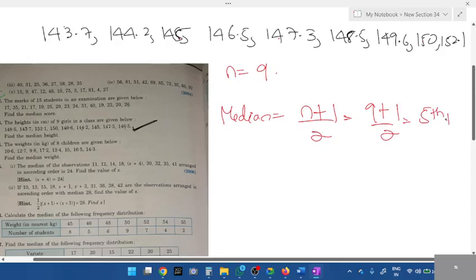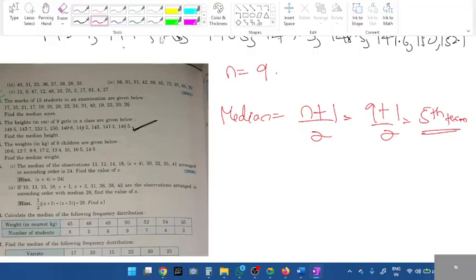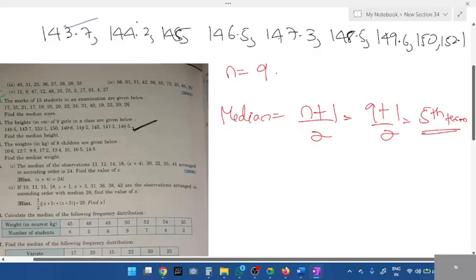But it is not 5, it is the fifth term. Don't write it as 5. What you have to write? The fifth term. Which is the fifth term here after arranging? Which is the fifth term? This is the answer. Is it clear?